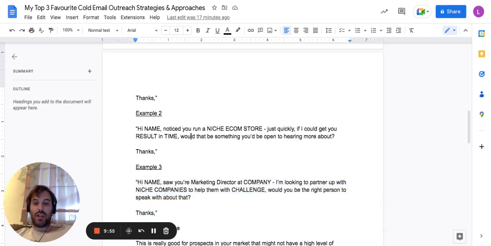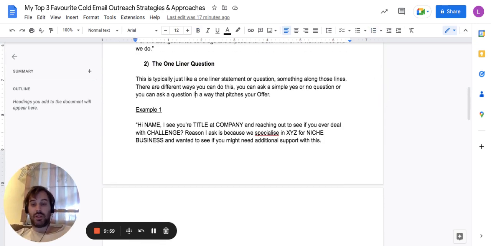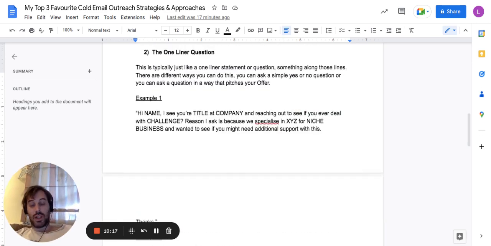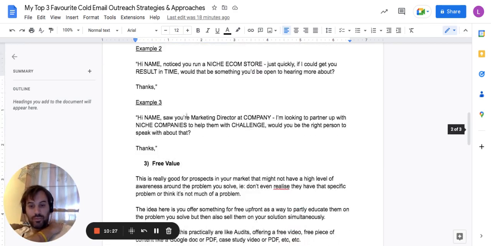So that's 3 examples of how you would use the one-liner question approach, okay? As you can see, there's different ways you can use it. You can pitch directly just in a question. You can just reach out and ask, do you have the problem? You can ask if they're the right decision maker, which, as I just mentioned, is really good for targeting bigger companies where they have multiple stakeholders. So that's really how that approach works. A really good one. It's one that, as I said, I definitely recommend you test out in conjunction with the first one.